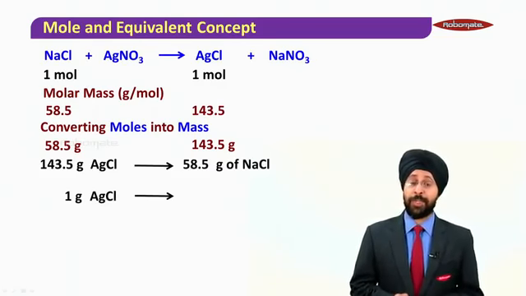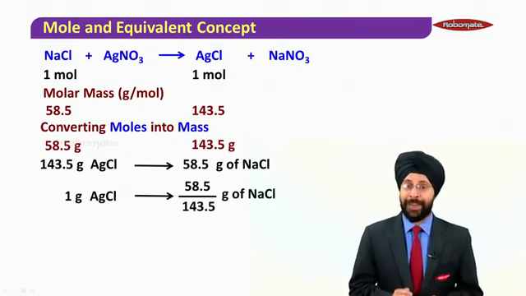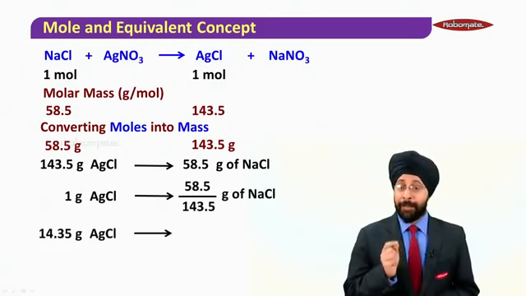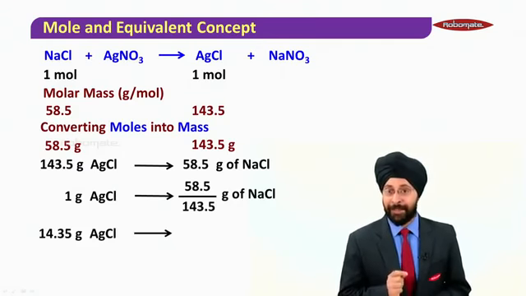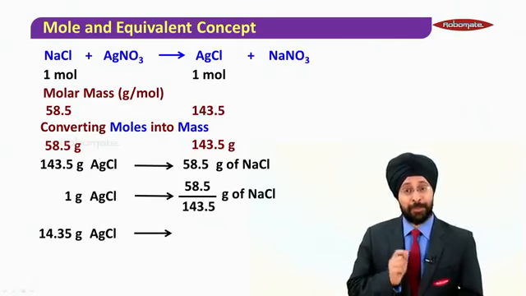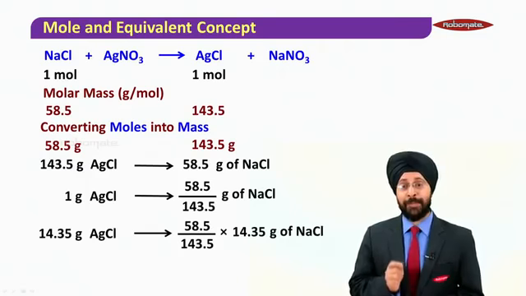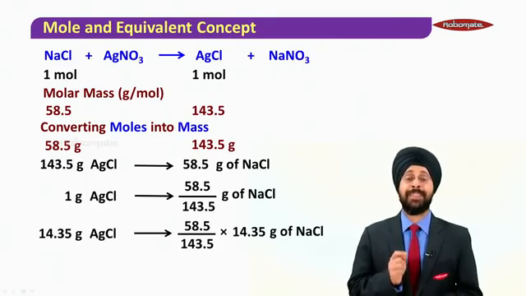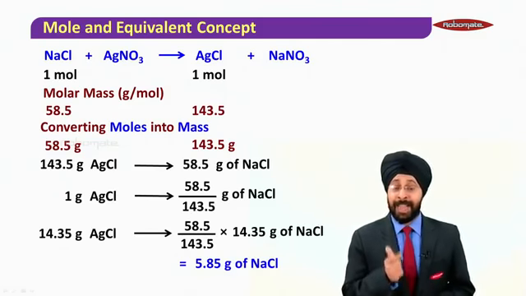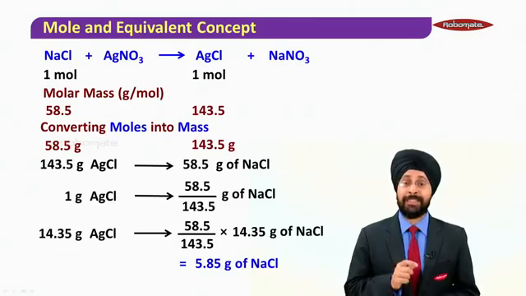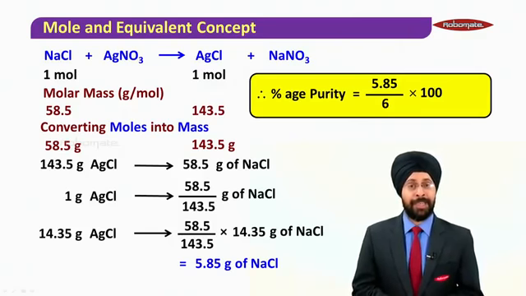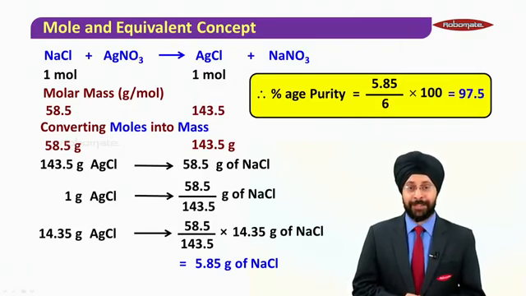So 1 gram of AgCl is going to be produced by 58.5 divided by 143.5 grams of NaCl. अब हमें कितना मिल रहा है 14.35 grams of AgCl. So that is going to be produced by 58.5 by 143.5 into 14.35 grams of NaCl, which comes out as 5.85 grams of NaCl. ये था actual amount. Theoretically कितना given है 6 grams. So percentage purity is simply what? 5.85 divided by 6 times 100, that is equal to 97.5.